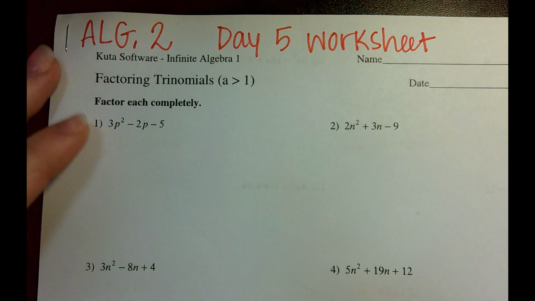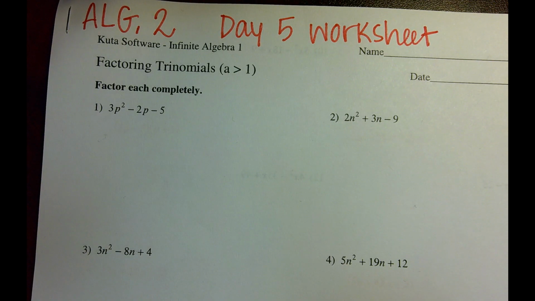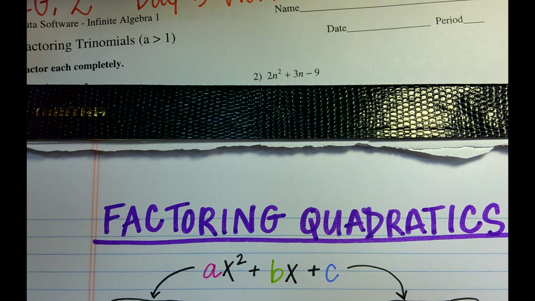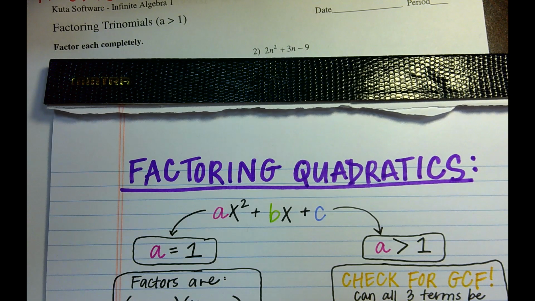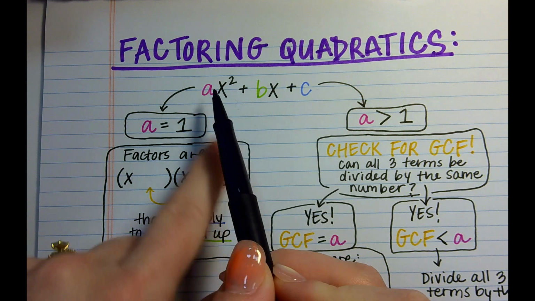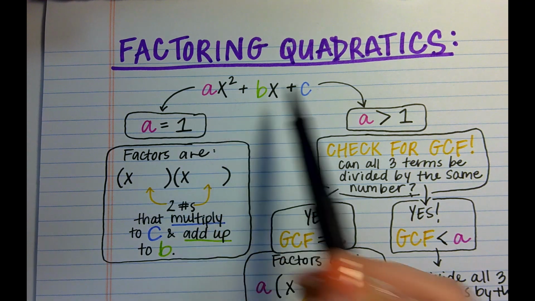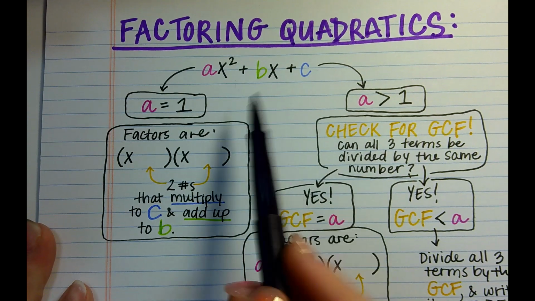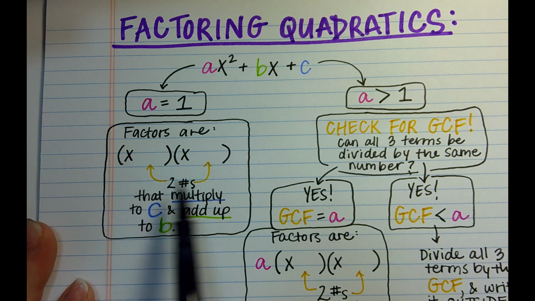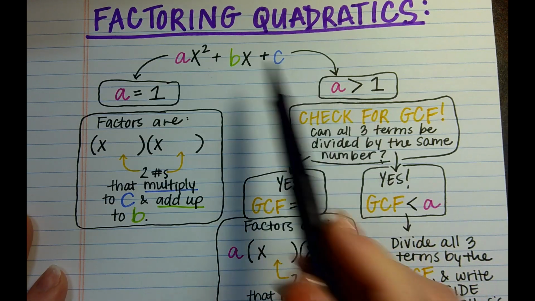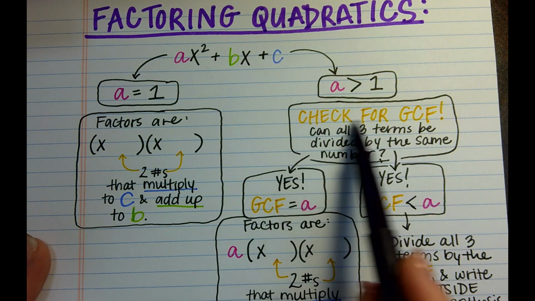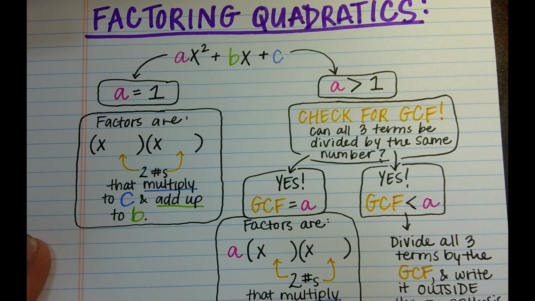So I've started making a little flow chart that might help us, and we might take some notes on this today, or maybe I can make you some copies. But I'm going to show you this. So here's our form. We always know it's going to be ax squared plus bx plus c. This is familiar. We know when our a is equal to 1, this is what our answer looks like. Our factors will look like this. But now, whenever our a is greater than 1, we're going to start by checking for a greatest common factor.